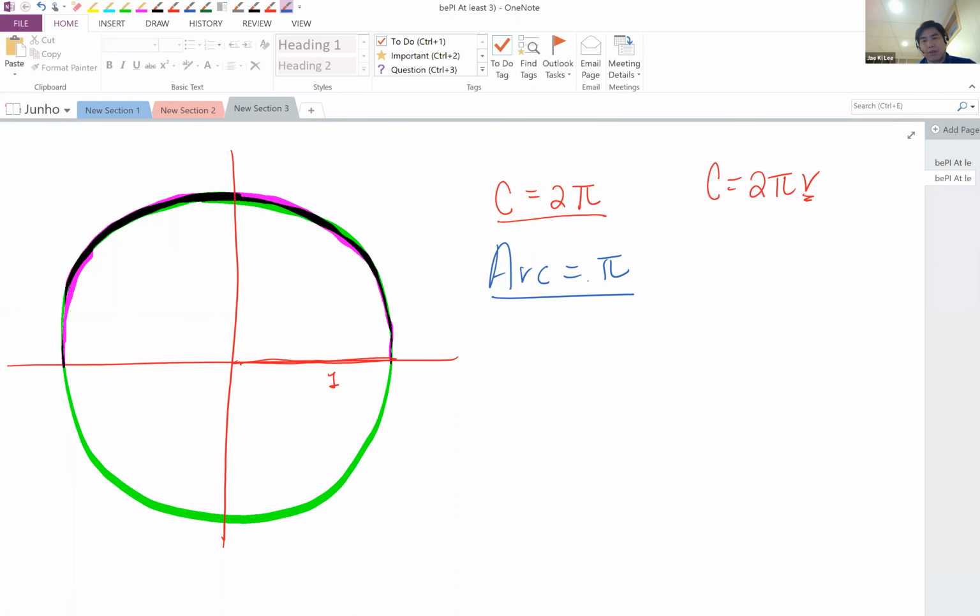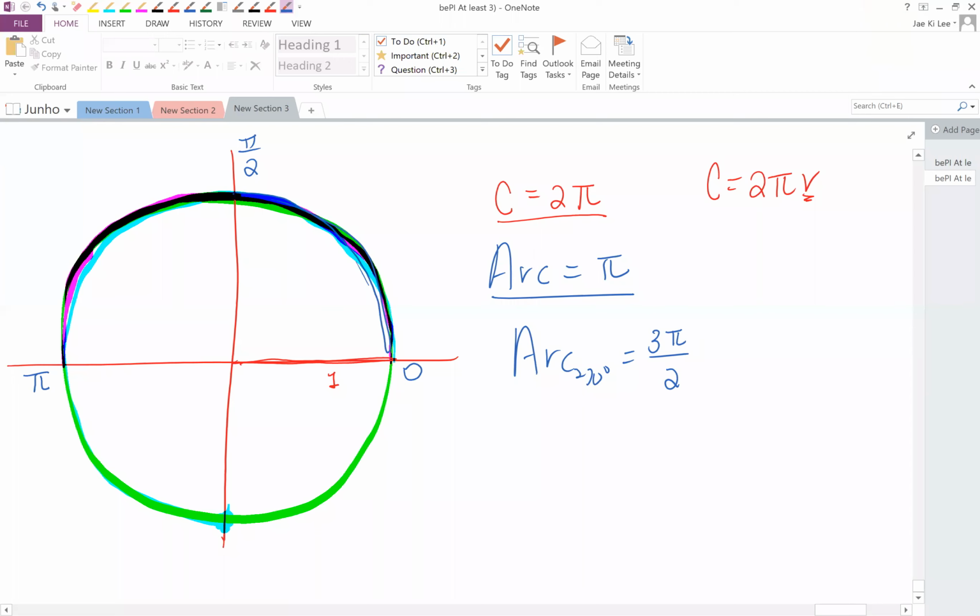And then the whole circumference becomes 2 pi. So if you find the arc from 0 until here, the arc of 270 becomes 3 pi over 2. Make sense?